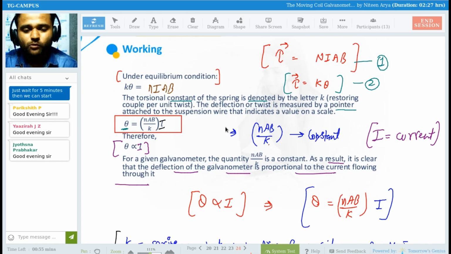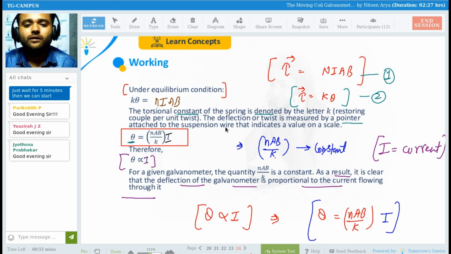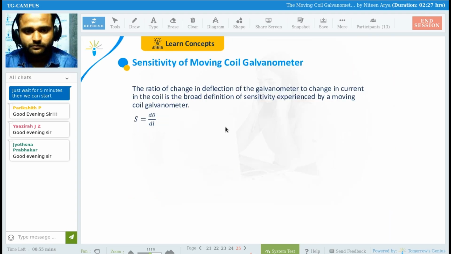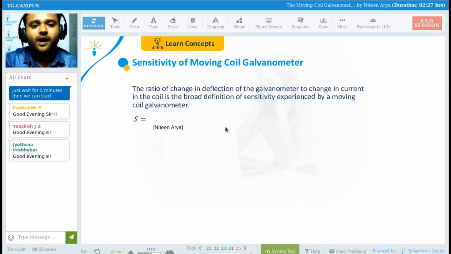Okay. So the more torque we have, which is NIAB, the more deflection we can observe easily. More deflection for the smallest current. And this NAB by K is a constant thing for a moving coil galvanometer. So now, sensitivity of a moving coil galvanometer: what is sensitivity? d theta upon dI means how much deflection you can observe for a minute change of current. That is your sensitivity of a moving coil galvanometer, and it is important.